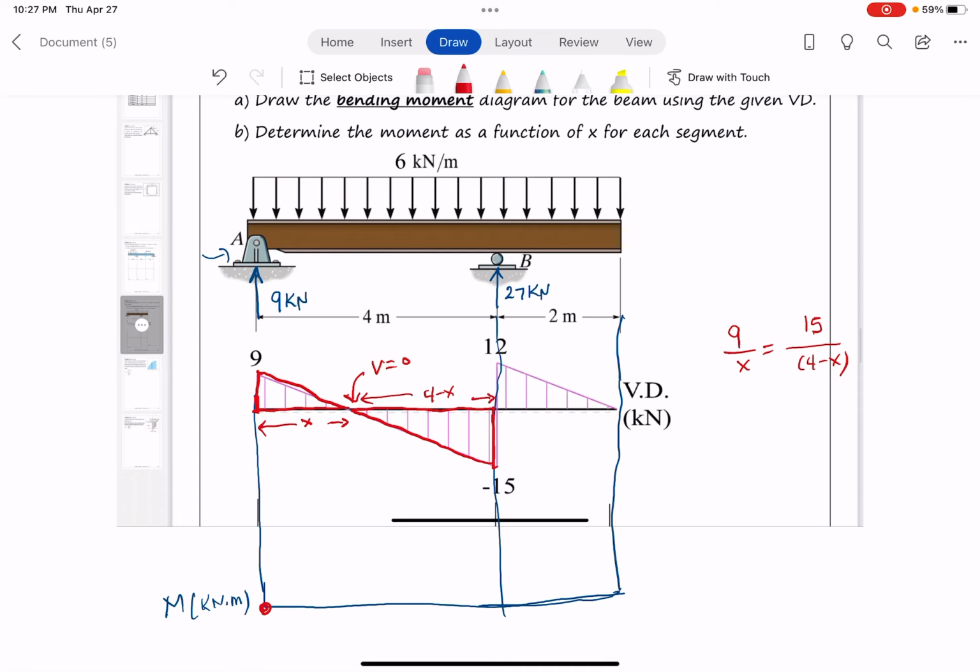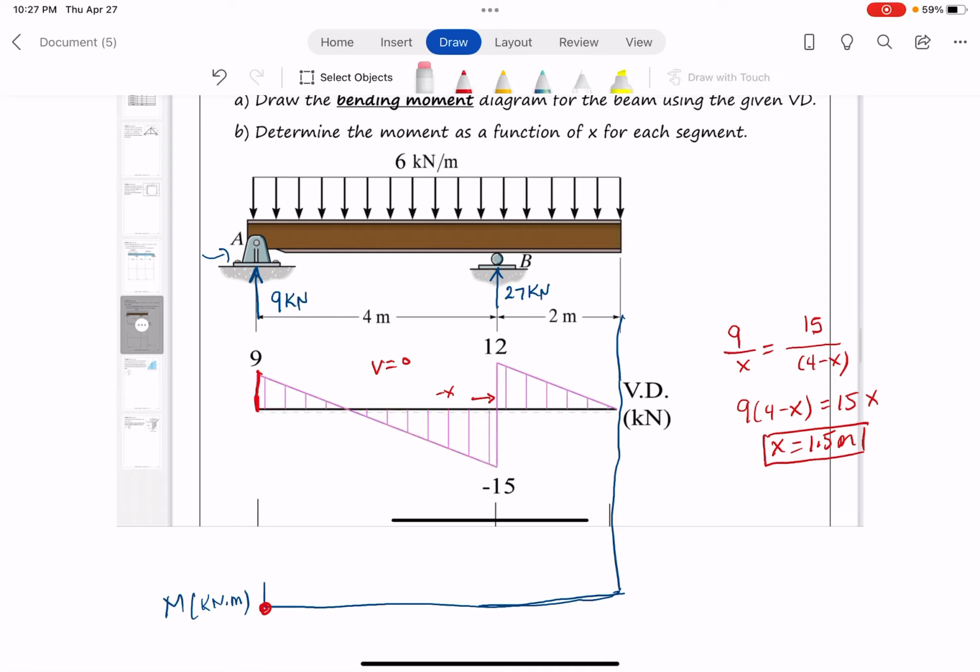This is very simple. If you do 9 times (4 minus x) equals 15x, and put it in your calculator, you could find x is equal to, check it please in your calculator, 1.5. We did this in class. We did find this 1.5. So this x is 1.5 meter.